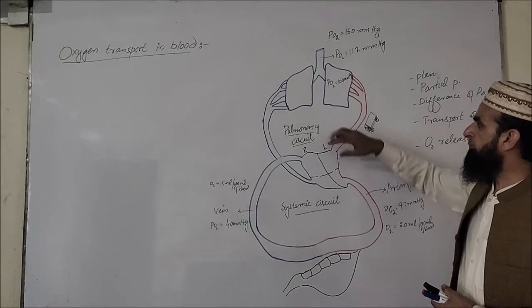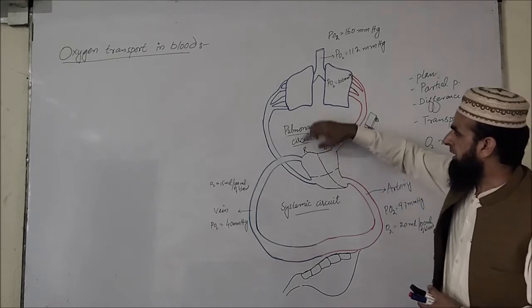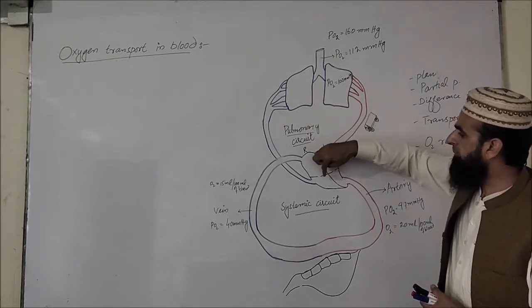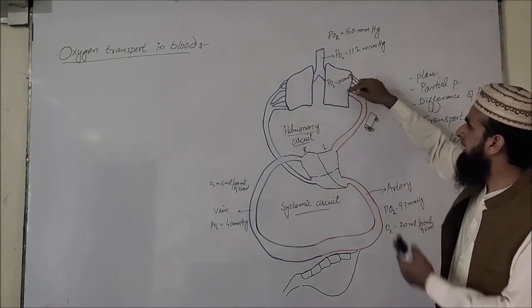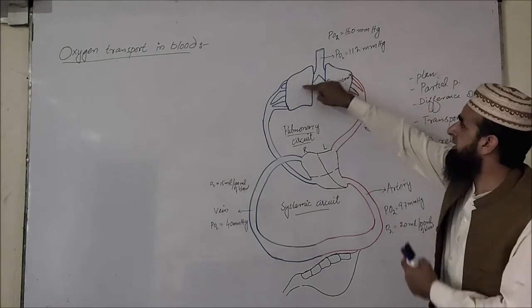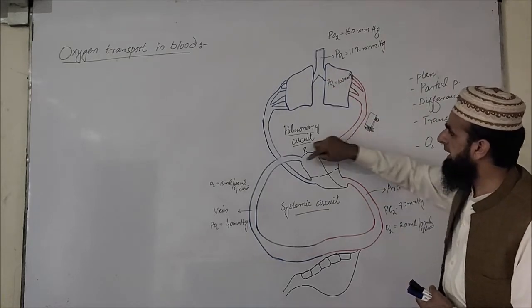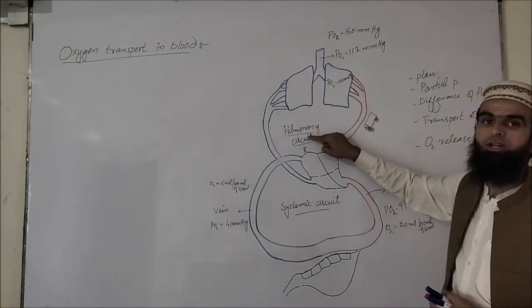Now, another question which can be made over here. The circuit which leaves the heart and through which oxygenation takes place, and crossing the lungs, passing the lungs, the blood comes back. This circuit is called the pulmonary circuit.